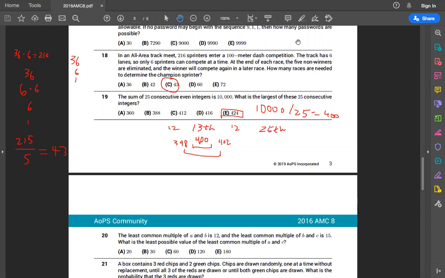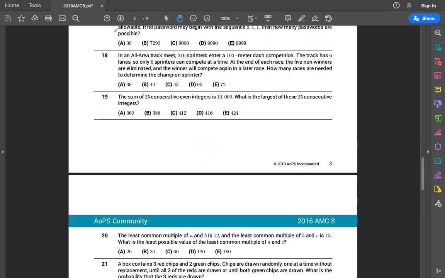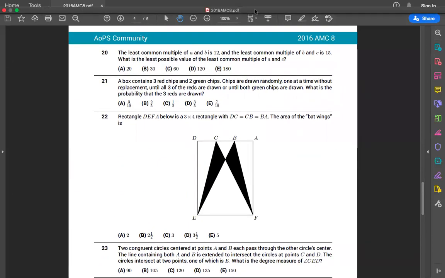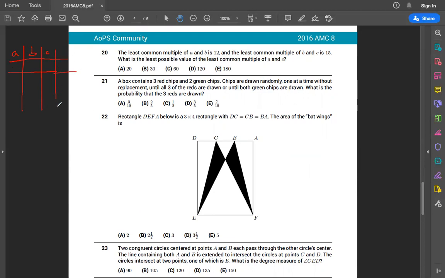Okay. Problem 20. So we have that the least common multiple of A and B is 12. The least common multiple of B and C is 15. We want to know the least possible value of the least common multiple of A and C. So let's do a little chart here. And we'll add a column for the answer that we get.